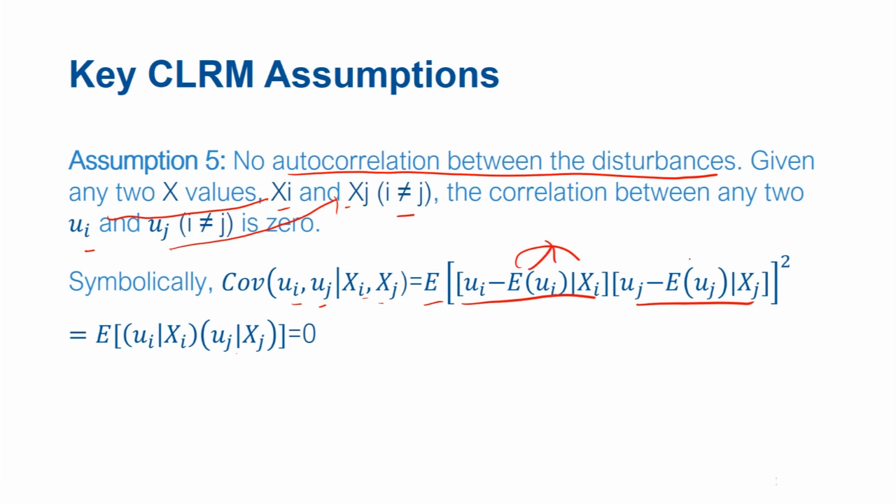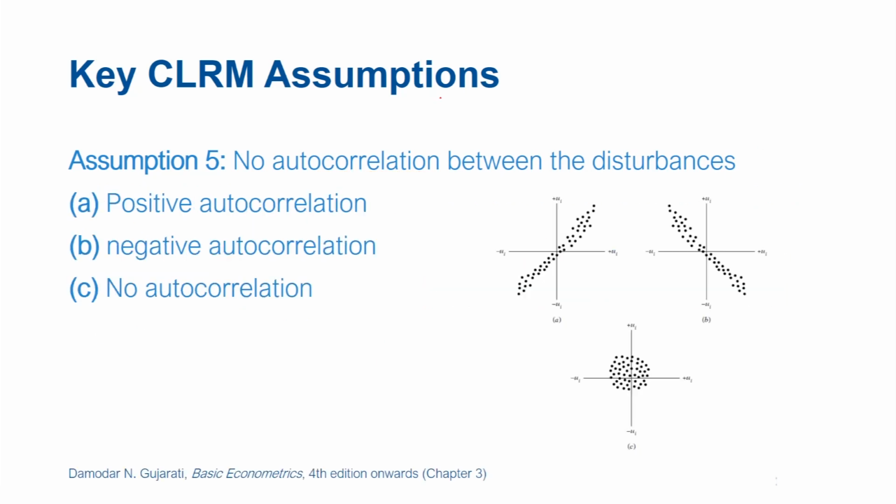because the expectation of mu i is anyway 0, and the expectation of mu j is also 0, so this simplifies to the expectation of mu i given xi and mu j given xj, and this is equal to 0. This is also a way of saying that the correlation between mu i and mu j given xi xj is 0, because correlation is nothing but the normalized or standardized form of covariance. So we can say that the covariance between mu i and mu j is 0 given xi xj, or the correlation between mu i and mu j is 0 given xi xj.